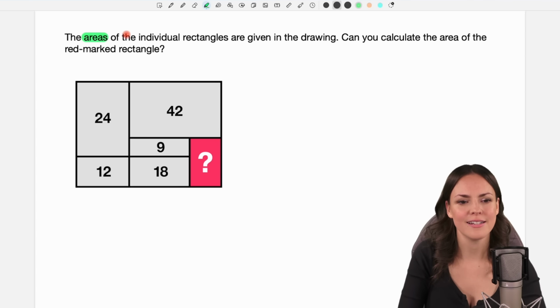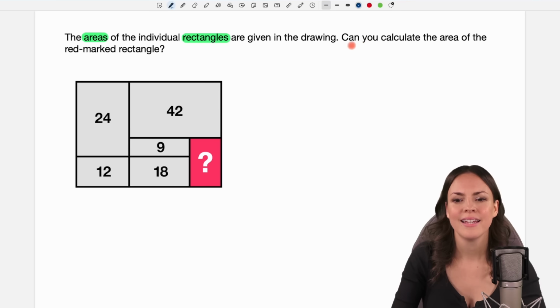The areas of the individual rectangles are given in the drawing. We can see this here. For example, the area of this rectangle is 24, of this one 42, and so on. Can you calculate the area of the red marked rectangle?